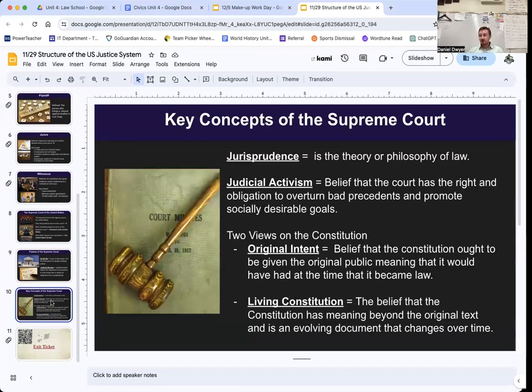And then key concepts. Jurisprudence is going to be the theory or the philosophy of law. Judicial activism, belief that the court has the right and obligation to overturn bad precedents and promote socially desirable goals. So you see that with people protesting.